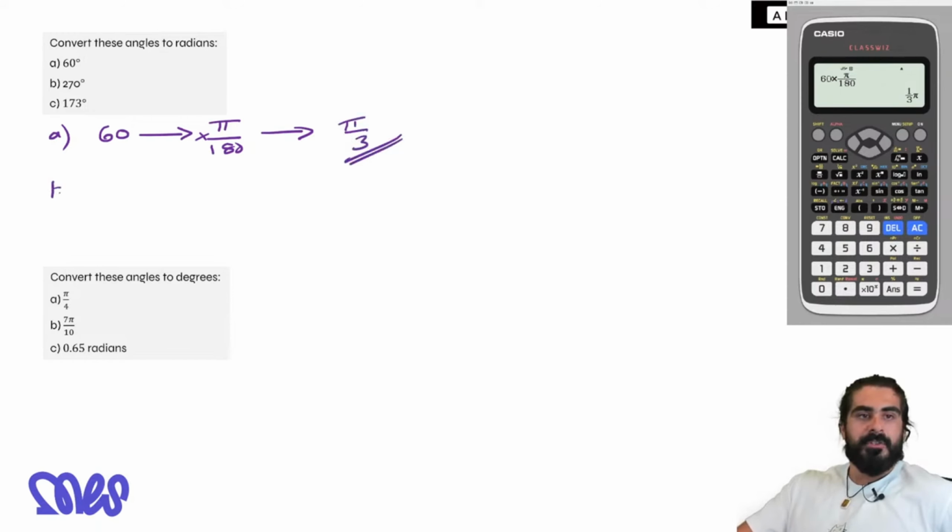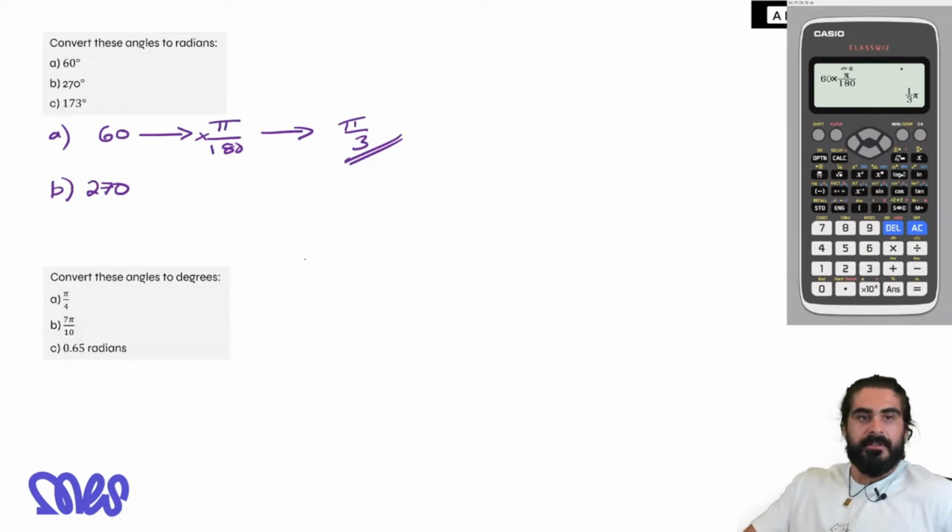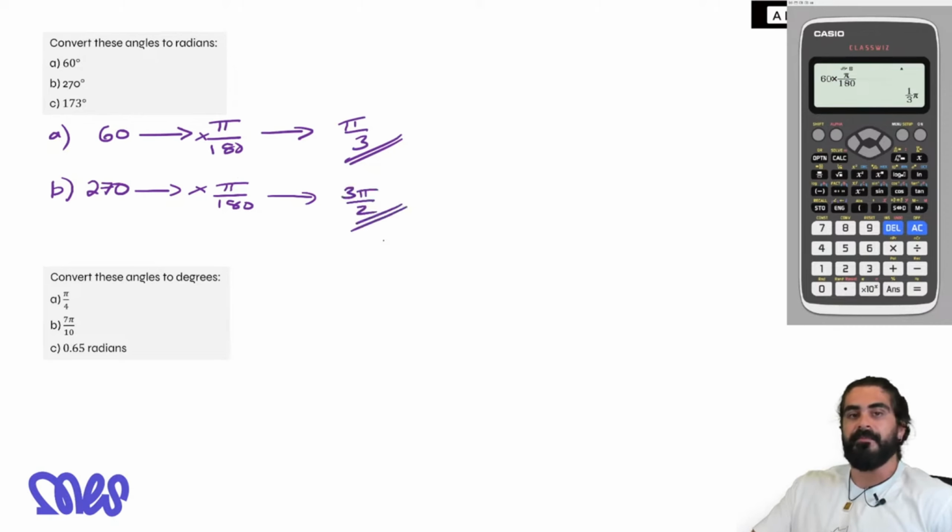Part B, 270. To convert that into radians, remember I wrote this here. You're timesing by pi and dividing by 180. So times by pi over 180. You lot are going to get used to it. It's 3 pi over 2. Yeah, nice angle there.